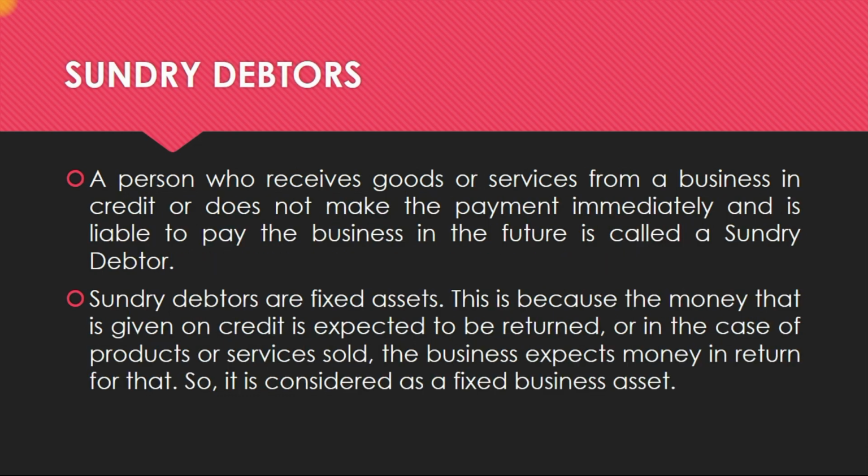Sundry debtors: a person who receives goods or services from a business in credit or does not make the payment immediately and is liable to pay the business in the future, is called a sundry debtor. Sundry debtors are fixed assets. This is because the money that is given on credit is expected to be returned, or in the case of products or services sold, the business expects money in return for that. So it is considered as a fixed business asset.